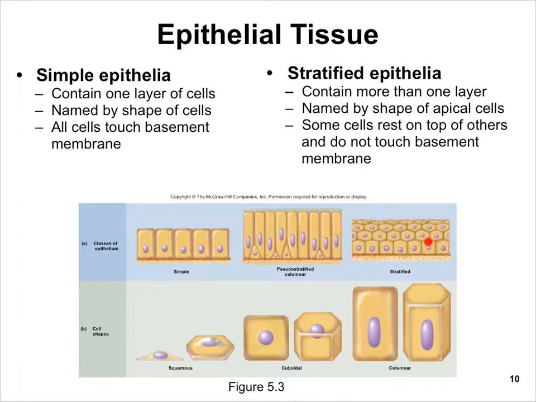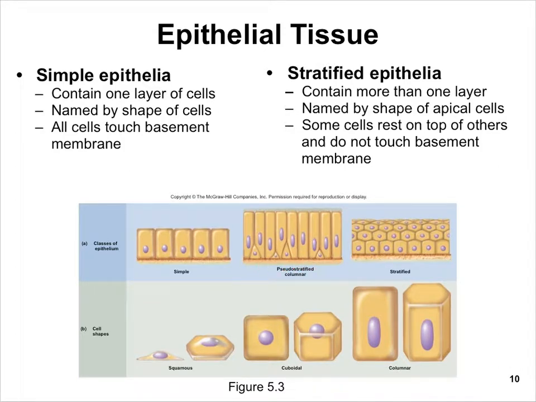Only the cells in the bottom layer actually touch the basement membrane. The cells in the farther up layers are attached by some sort of cell junction to the ones beneath them. There are also what are called pseudostratified. And here we have pseudostratified cells. Pseudostratified means that all of the cells attach to the basement membrane. So it is just one layer. Every cell touches the bottom.